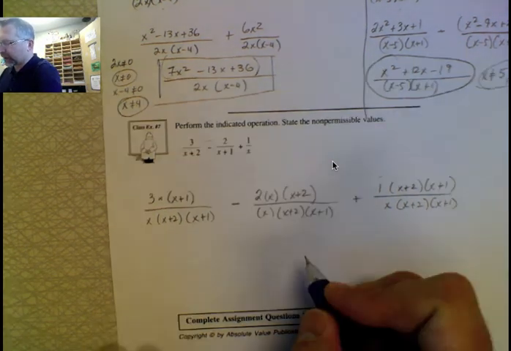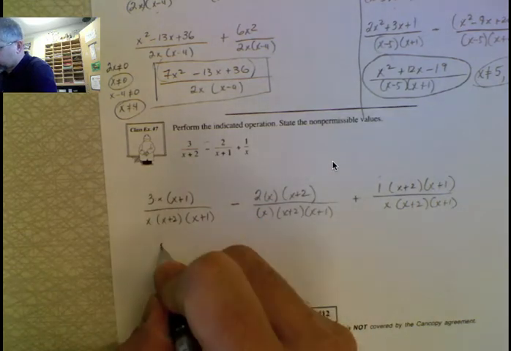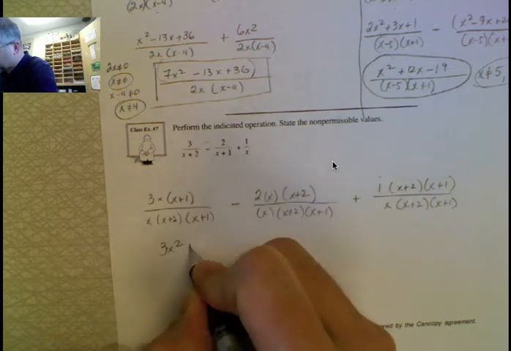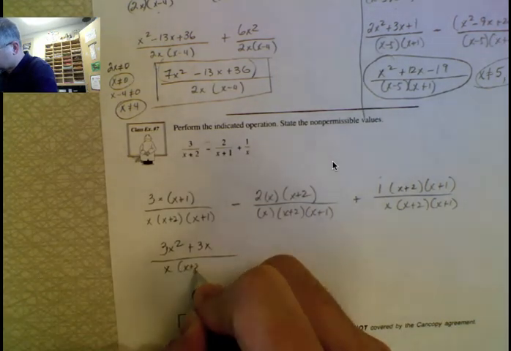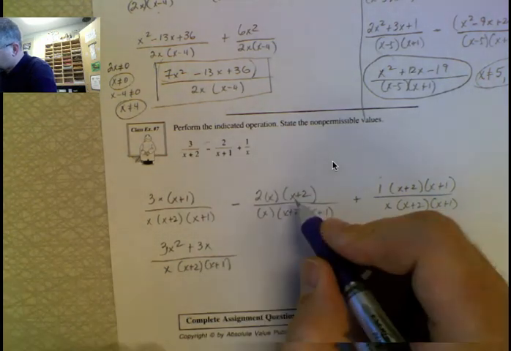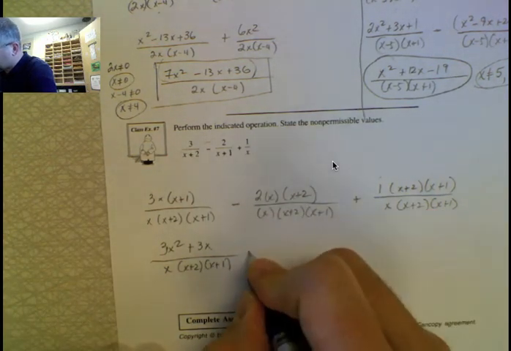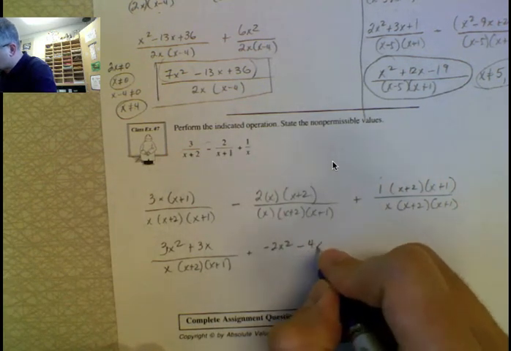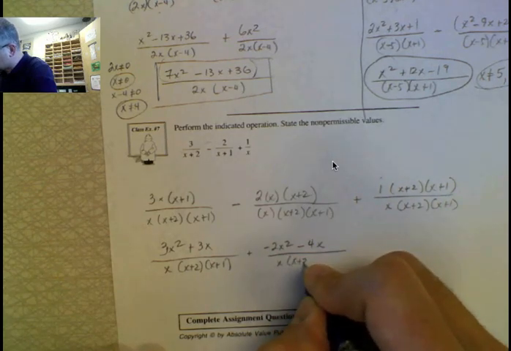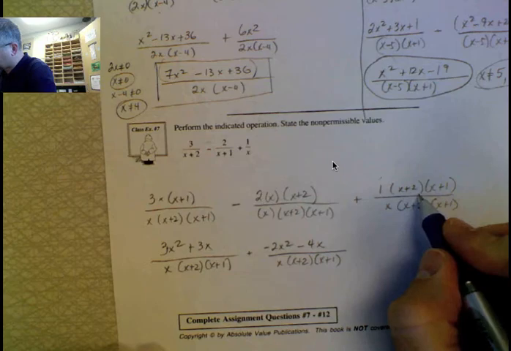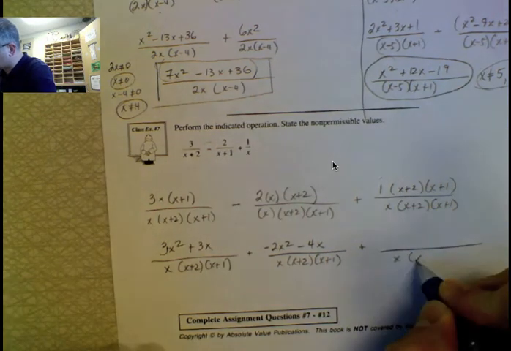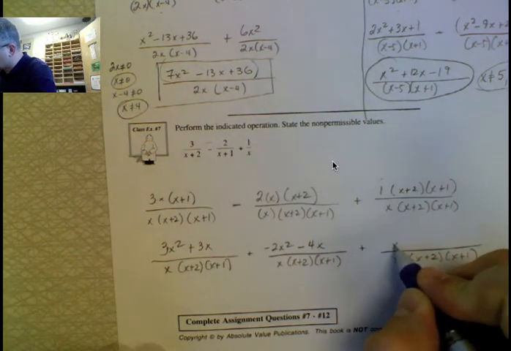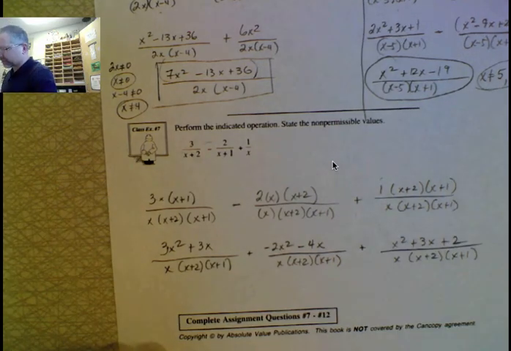So, if I start expanding things, 3x times x is 3x squared. 3x times 1 is 3x. Negative 2x times x is negative 2x squared, and negative 2x times 2 is negative 4x. And finally, if I expand this last numerator, I have 2 binomials that I need to expand. So when I distribute them, I get x squared plus 3x plus 2.